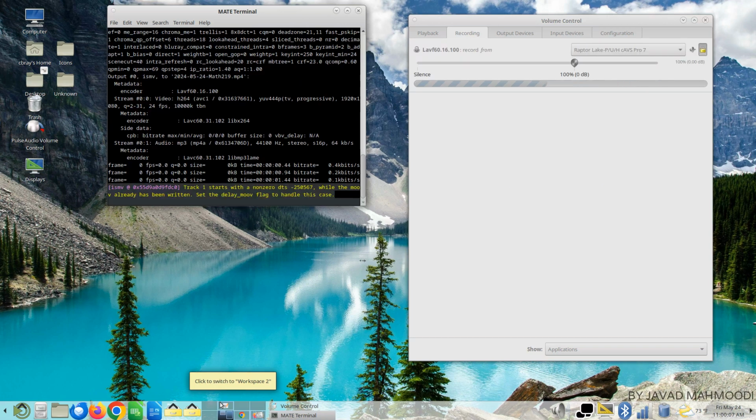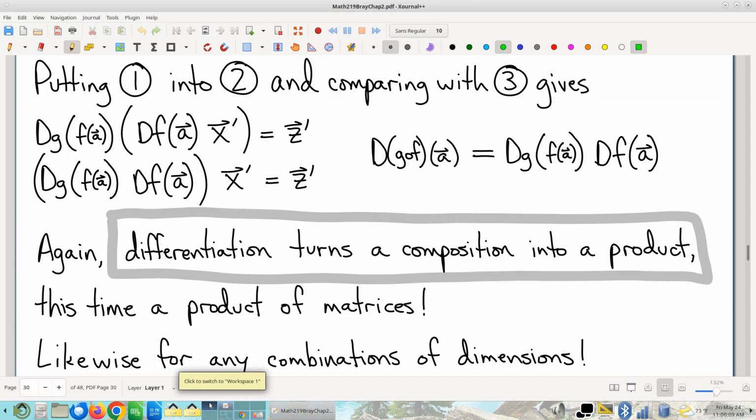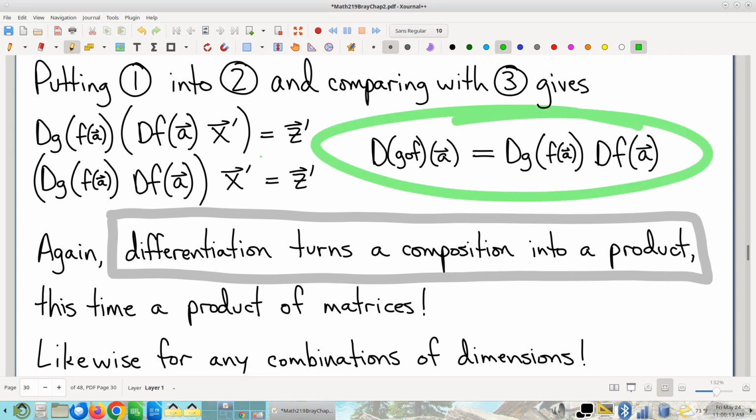Okay, so off we go. So let's see here. This is where we were last time. We were talking about the multivariable chain rule. Again, here it is.